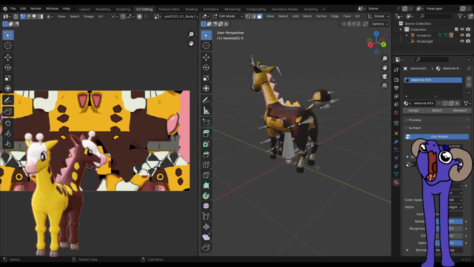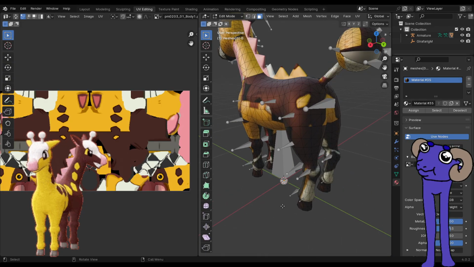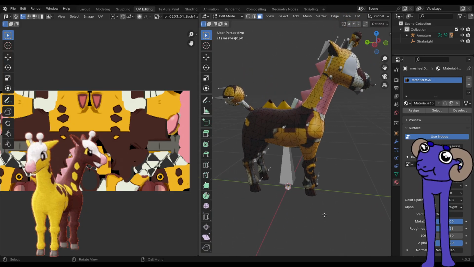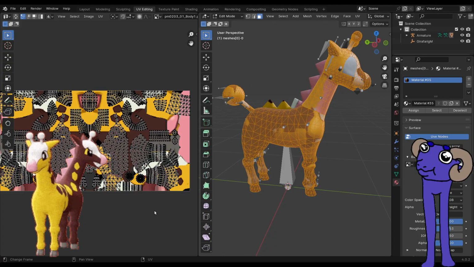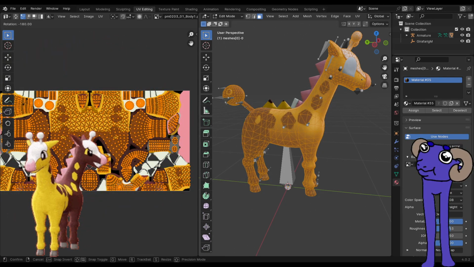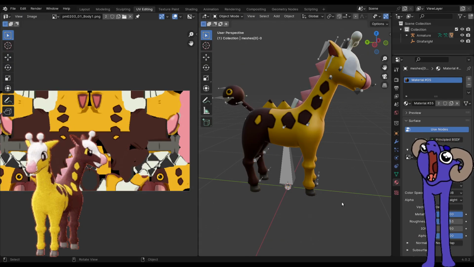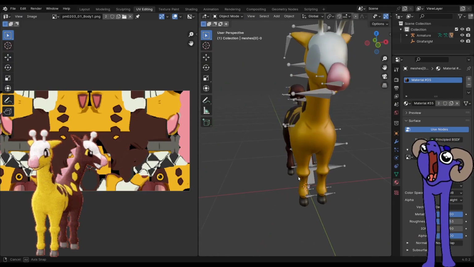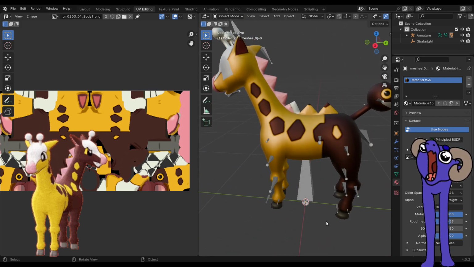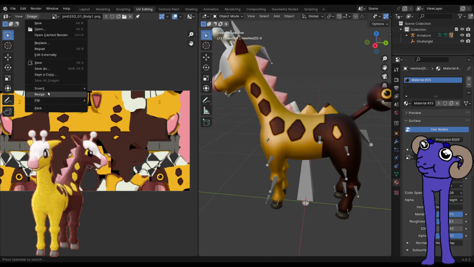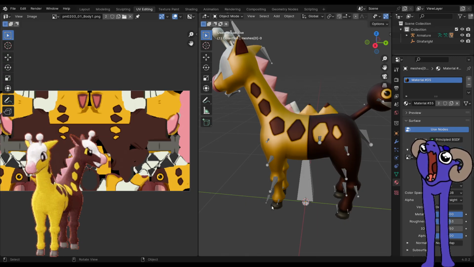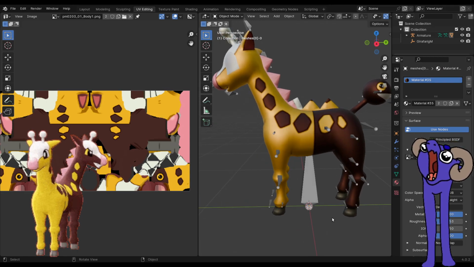I'm confused. What happened to my girafarig? The UV looks correct. It was upside down. Okay, that's fine. We fixed it. It's fine. I have the wrong one here. That's the female texture. We want the male texture, which I think is this one. There we go. Okay, everything is fine.